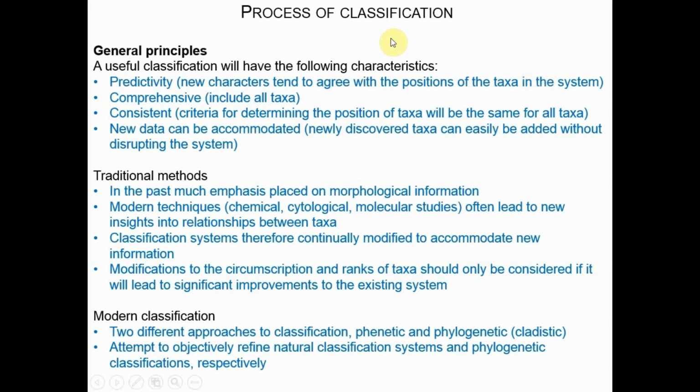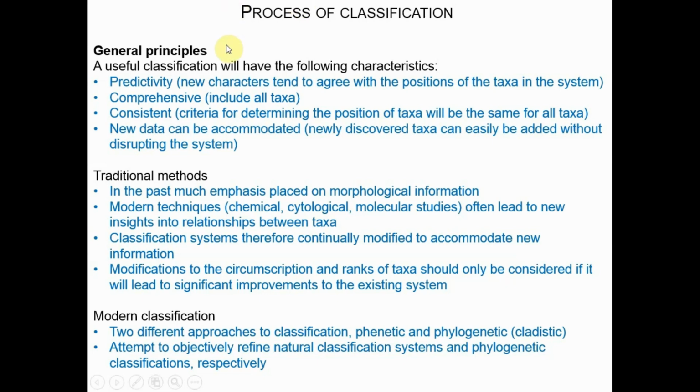So a useful classification has these characteristics. Predictivity, we've spoken about predictivity before, where new characters tend to agree with the position of taxa in the system. In the practicals, we are looking at families, and remember that we said that each family is defined by a set of characters. So if you find an unknown plant that agrees with those characters of those families, we can assume that it belongs to that family. So it is predictive in that way, you know, the characters agree with the families, and we can then place taxa in those families.